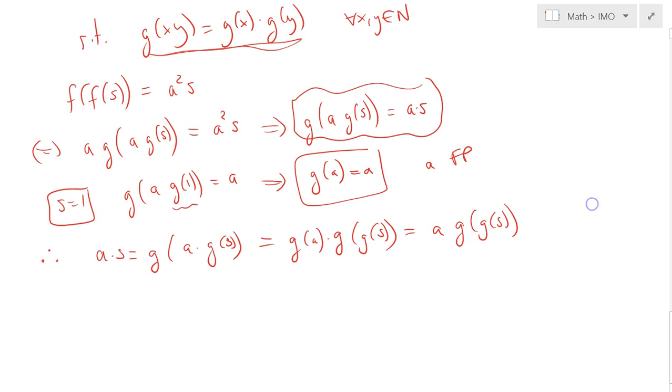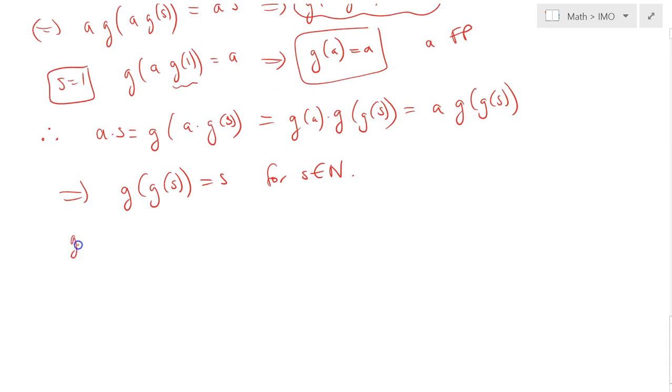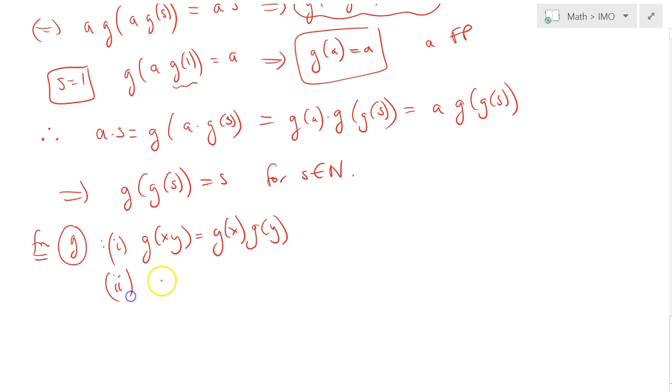And finally this would imply, after cancelling out the a's, that g of s is equal to s for s in positive integers. Therefore, to summarize, the two main characteristics of the function g are that g is a multiplicative function, in the sense that g of xy is equal to g of x times g of y, and secondly, we just observed that g of s is simply equal to s for any s in N.